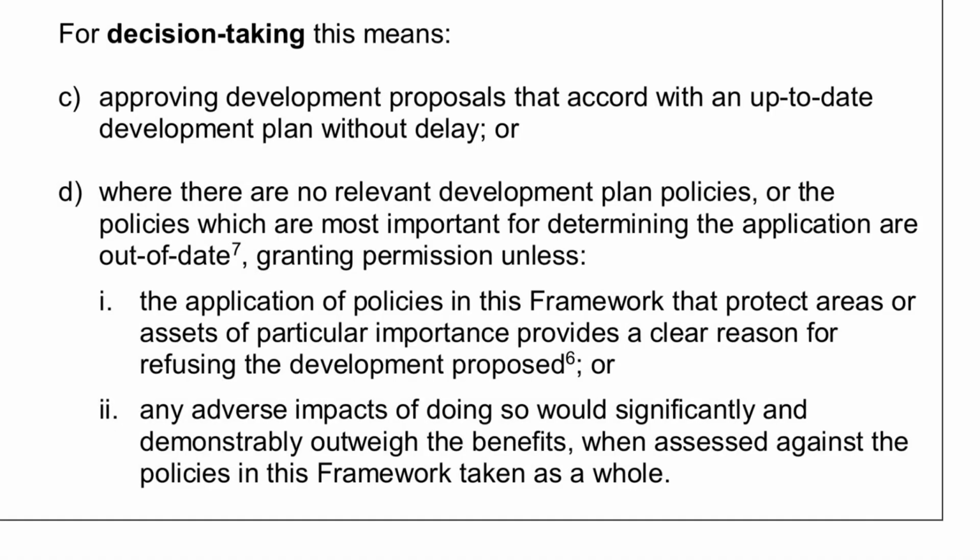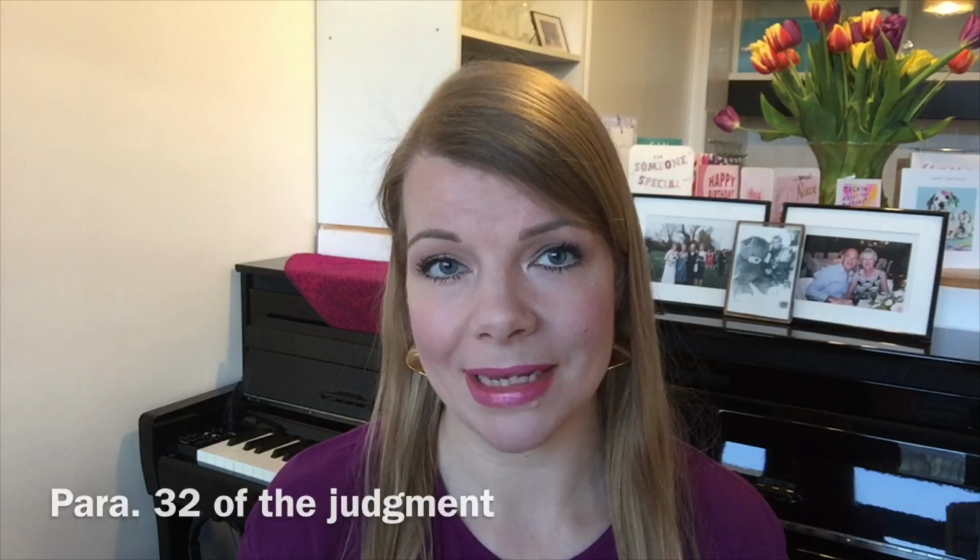So the first step in reaching the tilted balance is that either there must be no relevant development plan policies, or the policies which are most important for determining the application must be out of date. Looking first at the circumstances in which there will be no relevant development plan policies, as Sir Duncan Ouseley explained last summer in the Paul Newman decision, if one or more relevant development plan policies exists, then this trigger for the application of the tilted balance can't be applied.